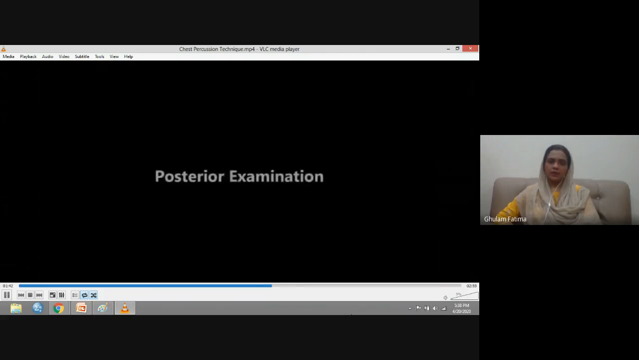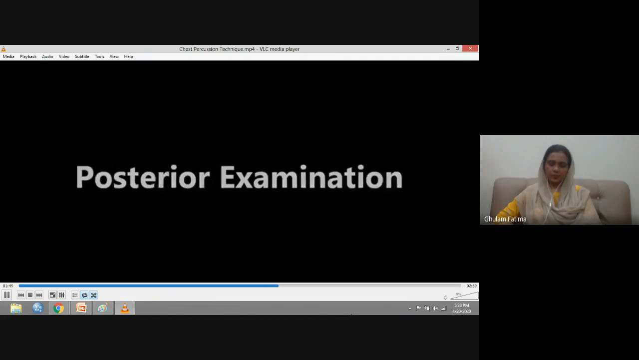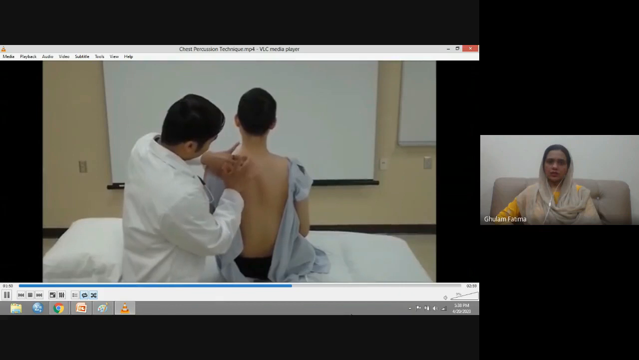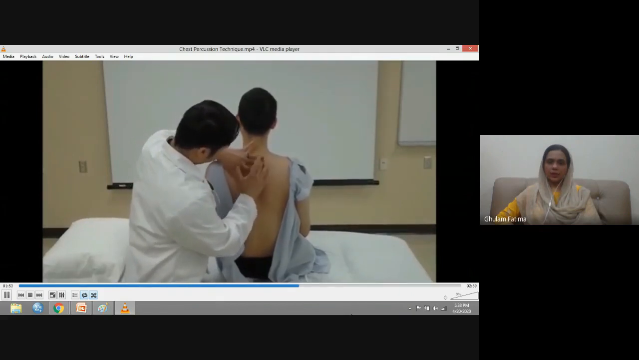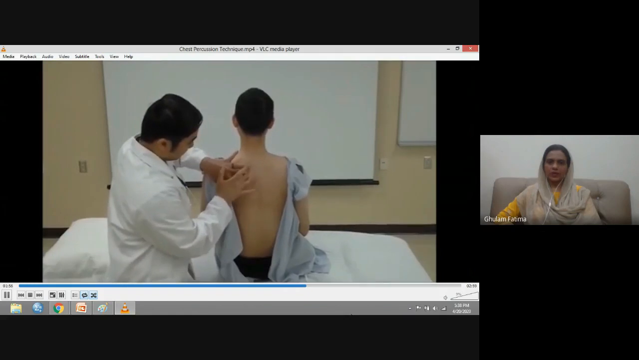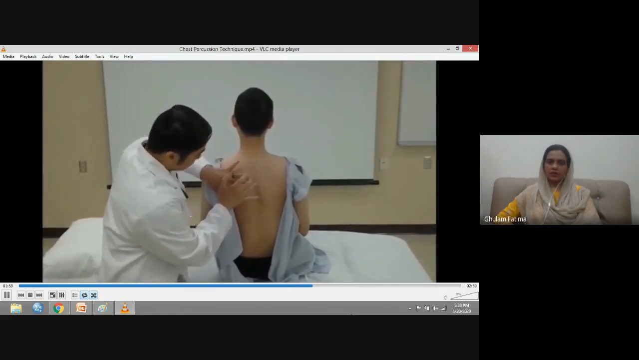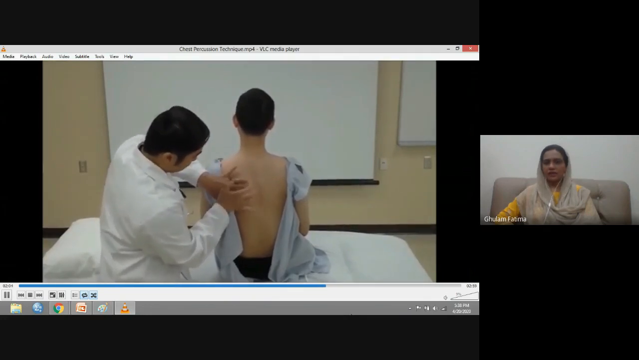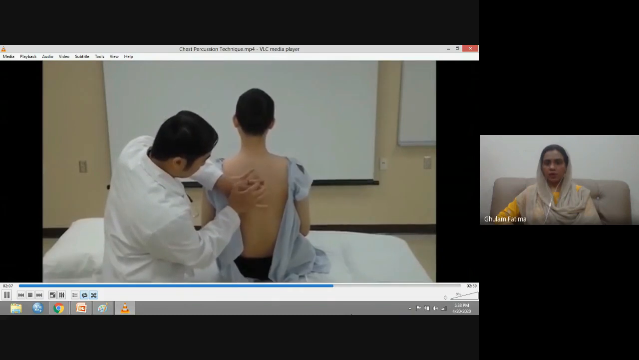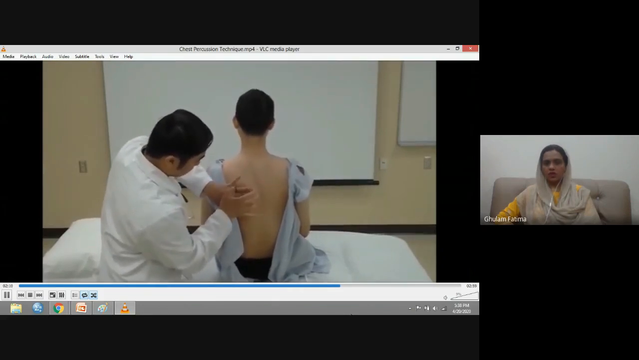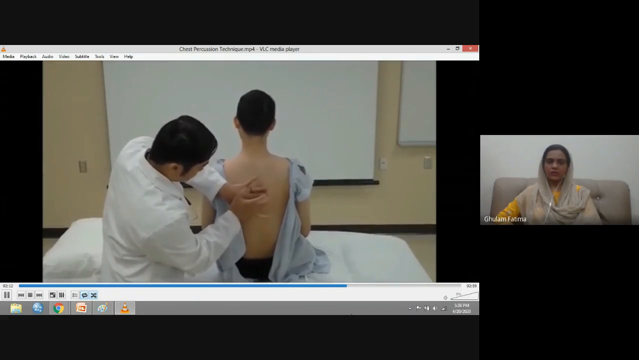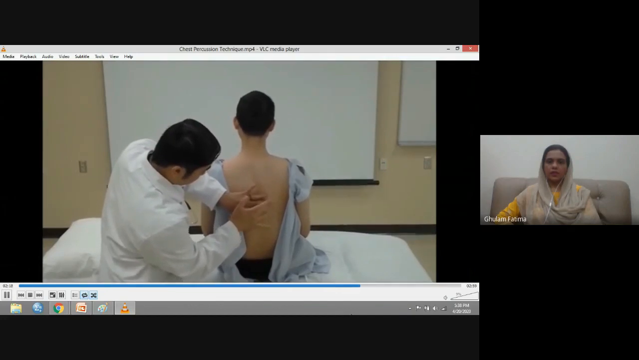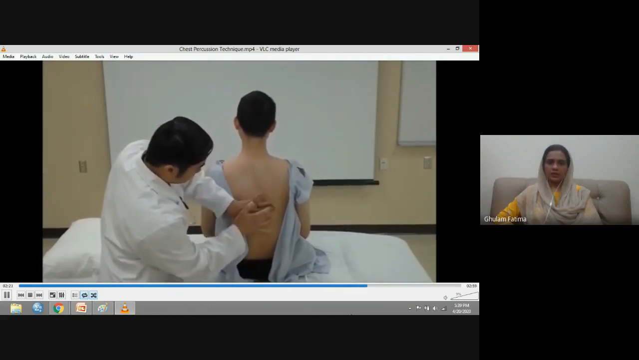And then coming towards the posterior examination. During posterior examination, once again, you can see that due to the scapula, you will be percussing close to the midline, and the pattern is the same: you will be moving from side to side, comparing both lung fields and pondering upon whether it is a normal percussion note or some abnormality is observed in this percussion note. So this is the method which is used to percuss the lungs.